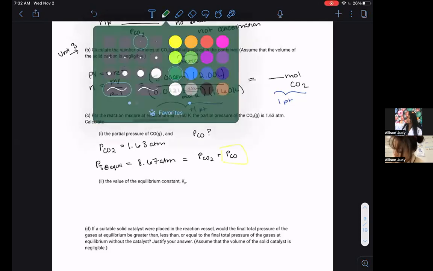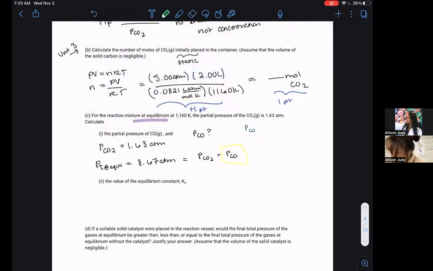You would rearrange this to find that PCO equals 8.67 atm minus 1.63 atm. And you get that the partial pressure of CO is 6.74 atm to the proper sig figs.